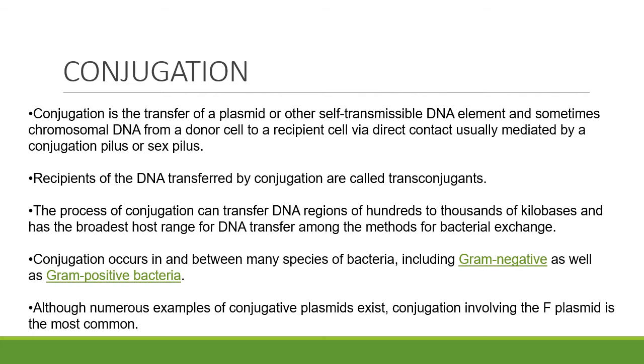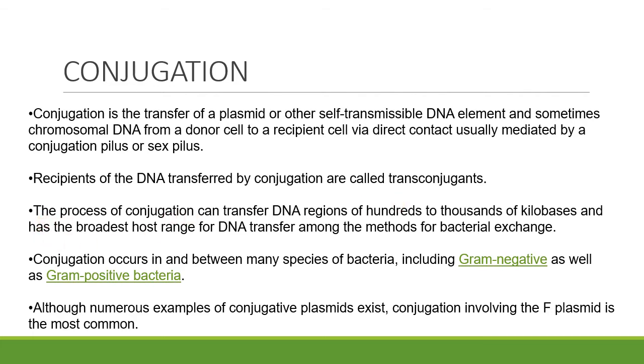Now about conjugation. So conjugation is transfer of plasmid or other self-transmissible DNA elements, or sometimes chromosomal DNA, from a donor cell to a recipient cell via direct contact, usually mediated by conjugation pilus or sex pilus or pilus. Okay. Now recipients of DNA transferred by conjugation are called transconjugants.